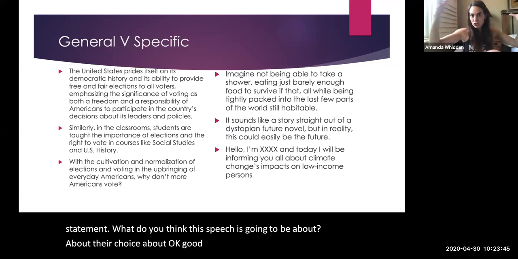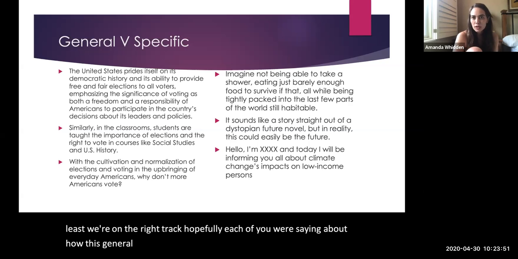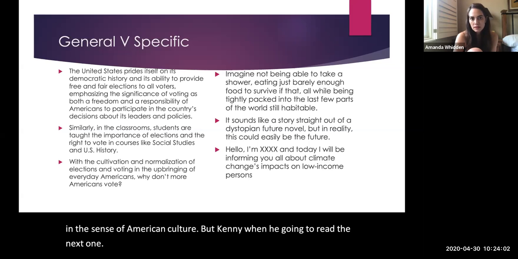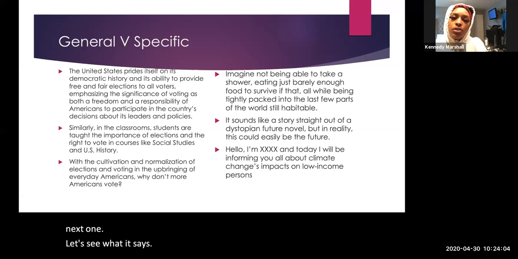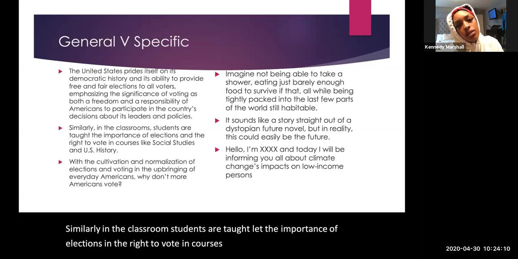So good. In general, at least we're on the right track. Hopefully each of you are saying that with this general statement, they're going to contextualize what voting is in the sense of American culture. But when you go on to read the next one, let's see what it says. Similarly, in the classroom, students are taught the importance of elections and the right to vote in courses like social studies and U.S. history.